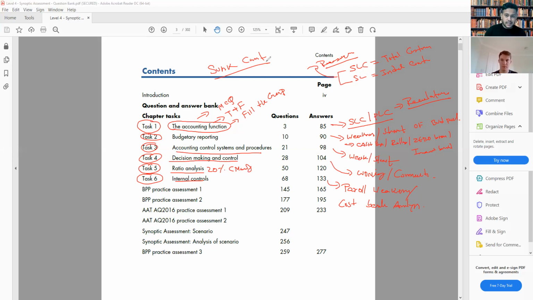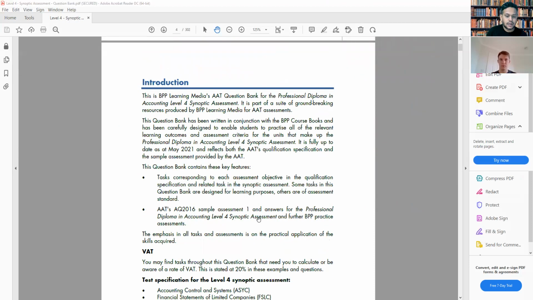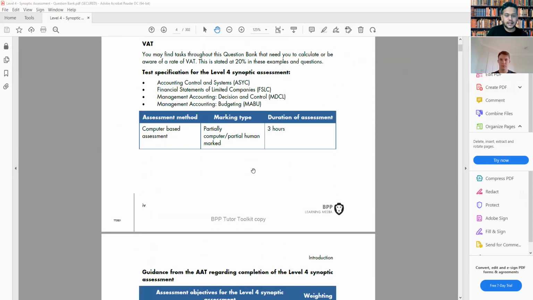Yeah. So this is the structure: the 6 questions you're going to see, and we have about 3 hours to complete all these 6 tasks, and we can see a little bit more here. This is the assessment method. The assessment method will be computer-based assessment, and the marking will be partially by the computer, partially by the human, and the duration is 3 hours.